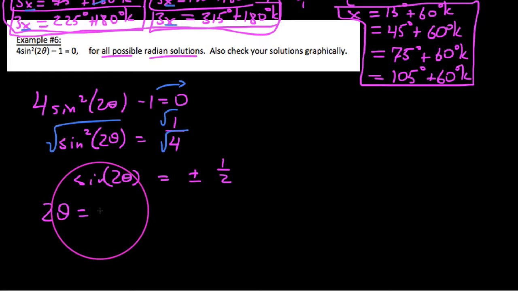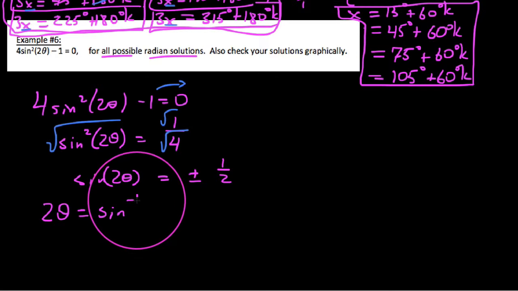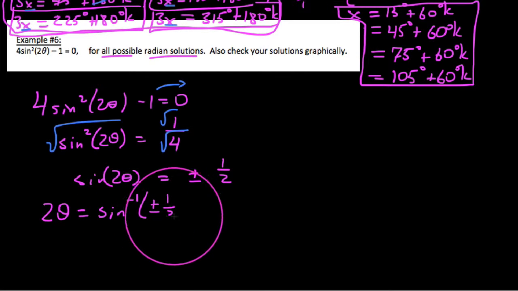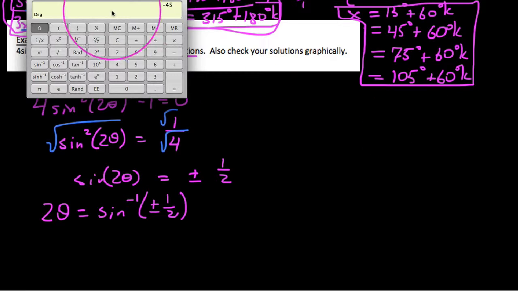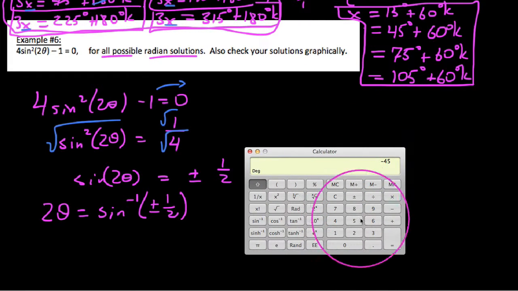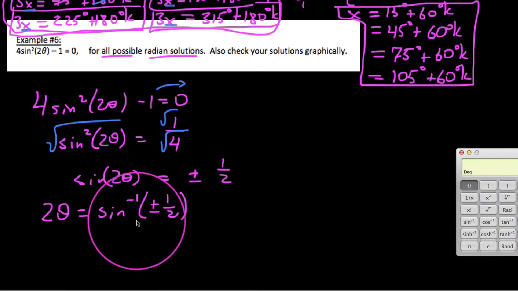So we get 2 theta is equal to the sine inverse of plus or minus 1/2. And so we get to carry this out on the calculator as well. Again, if we type in 0.5 and do the sine inverse of this, we get 30 degrees. And if we do negative 0.5 and do the sine inverse of this, we get negative 30 degrees. So really, what we find out here is this.